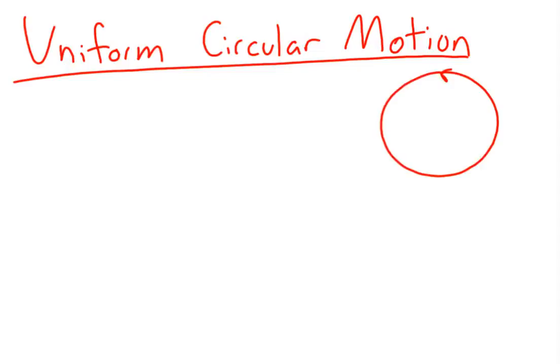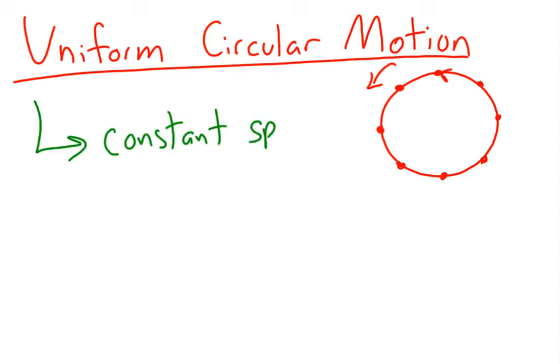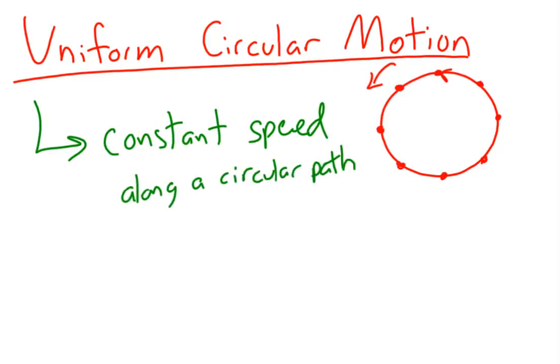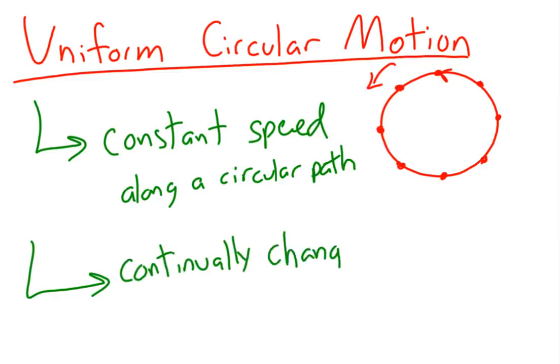Alright, physics students, so today we're going to talk about uniform circular motion. And the situation that we've got is when an object is moving around in a circle. You can see we've got a nice circle here with different dots representing the object's position at various times. So uniform circular motion means that we're traveling at a constant speed along a circular path, or around a circle. It also means that we are continually changing the direction that the object is traveling in.